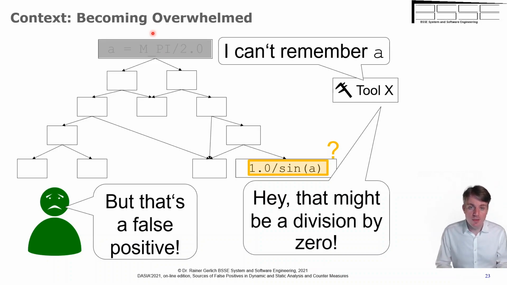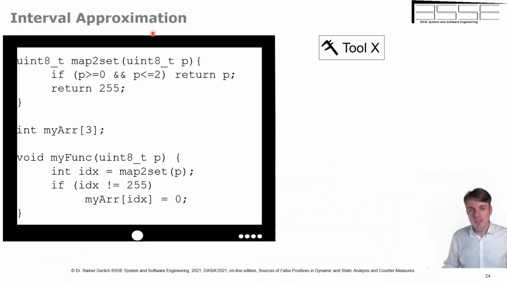There are also other limitations to representing context. We cannot represent context exactly, because if we were representing it exactly, we would try to do something that Rice's theorem tells us is not possible at all. Also, we want to be efficient with the memory and time that we have. So many tools use an interval approximation to represent the values that expressions or variables can take. And we will illustrate this on this example here.